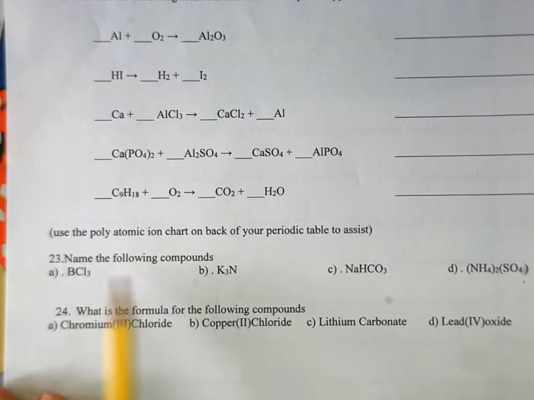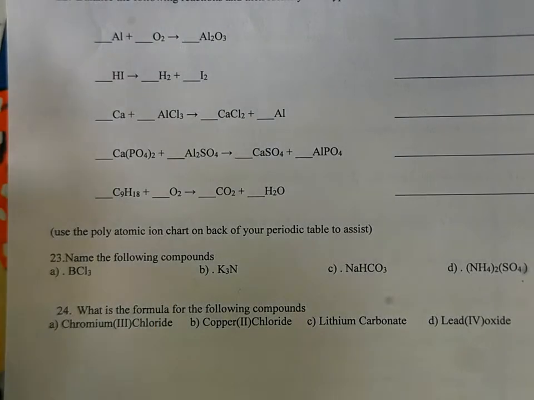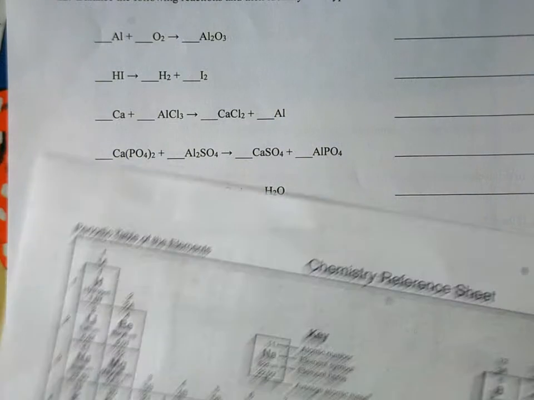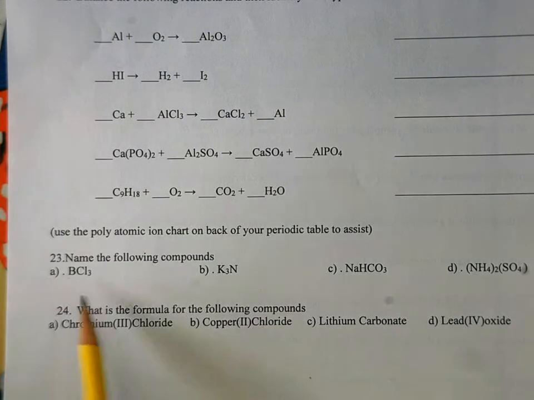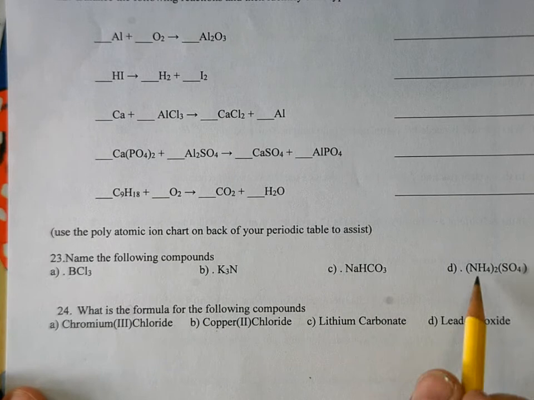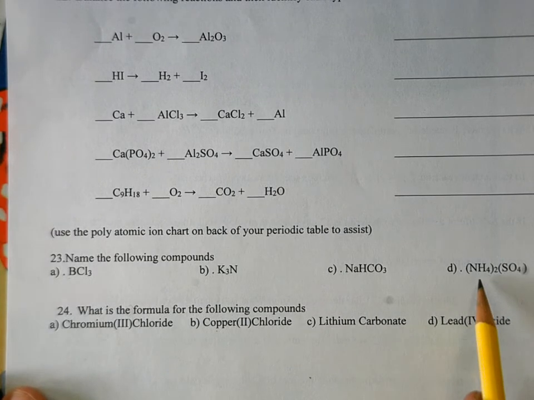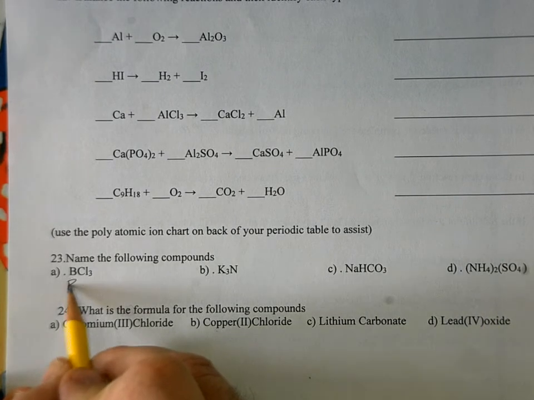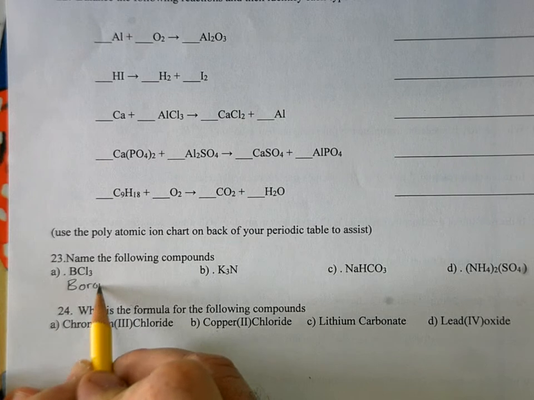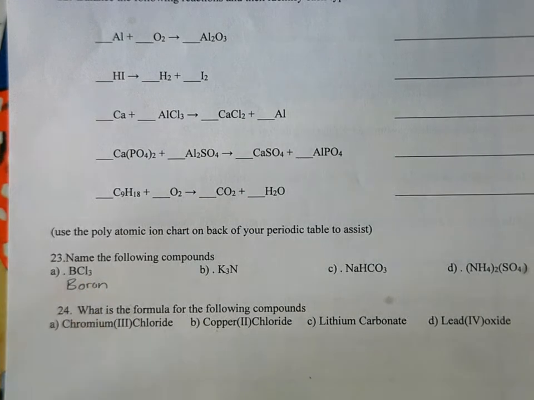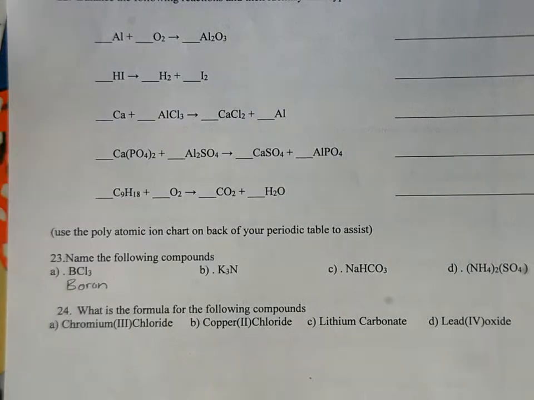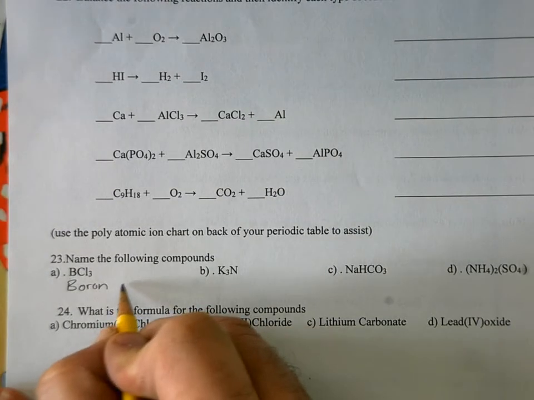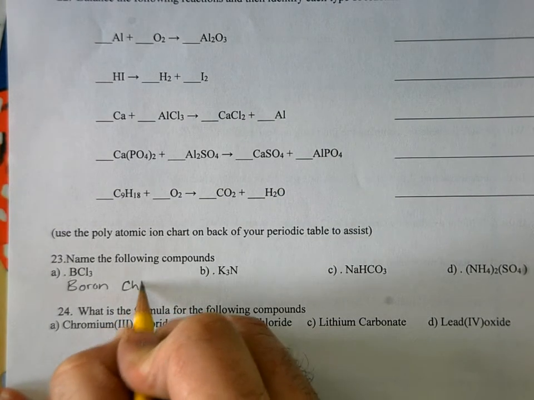So let's see. First off, naming the compounds. This is almost as easy as looking at your periodic table and finding out B is for boron. The metals, or in some cases, like over here, if it's a polyatomic ion, you write them first. So you got boron. Now, Cl is chlorine. Now, what you do need to know is that chlorine is going to be chloride. When we do these, we practice that. Boron chloride.